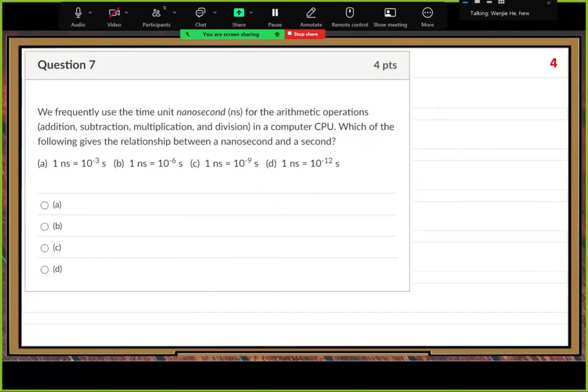Number 7, easy. Answer C. So you can see some questions I give you are very basic, simple questions. Even in homework assignments and tests, not all are difficult questions. Some questions are very easy.